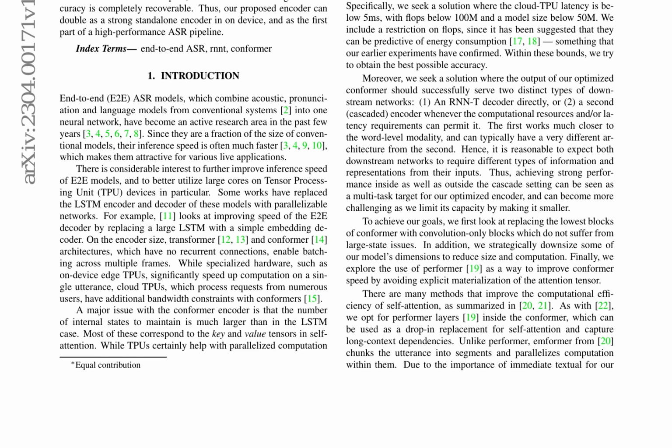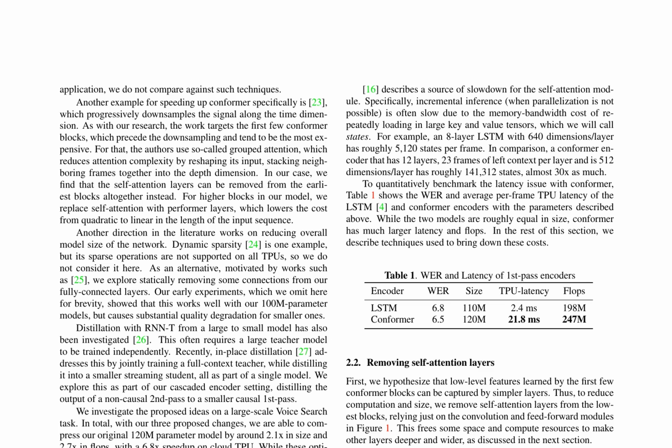The optimized conformer model is intended to serve as a standalone encoder in on-device settings and as the first part of a high-performance ASR pipeline. The paper also emphasizes the importance of immediate textual feedback for streaming applications, necessitating the use of a causal, streaming conformer. This section of the research paper delves into the optimization techniques applied to the conformer encoder model, aiming to enhance its efficiency and reduce its size and computational requirements.